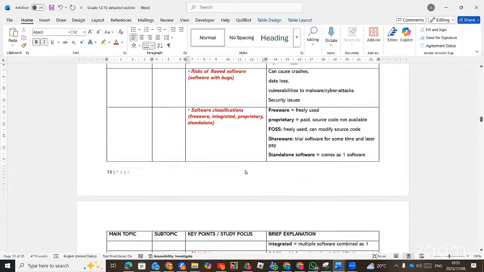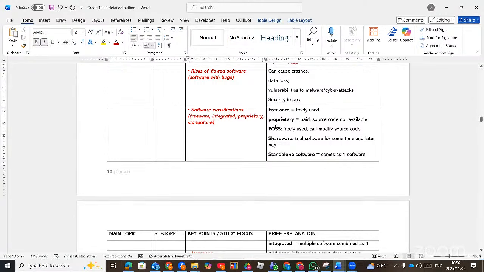Now, classifying software also based on the license, like we have freeware, whereby you can use it for free. Microsoft is not for free, but some browsers are for free. You can download and use them for free. Proprietary software is paid. It is not for free, and the source code is not available to you. Like this 365, we buy it, and then you cannot edit the source code.